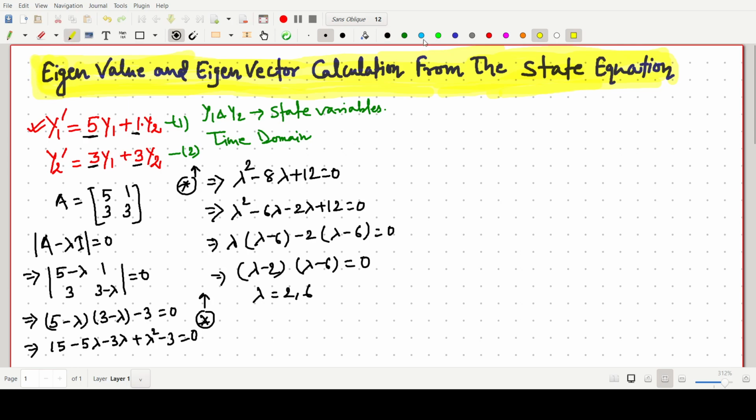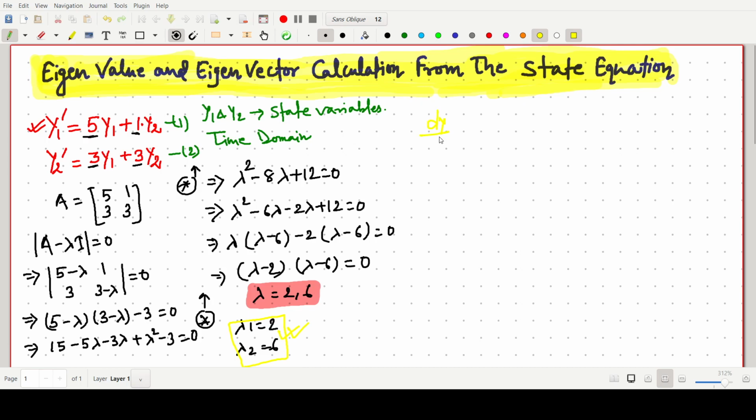These two are the eigenvalues. So one can write lambda 1 is 2 and lambda 2 is 6. This is the very first step, to find the eigenvalue. If anything is there, first we have to find the eigenvalue.